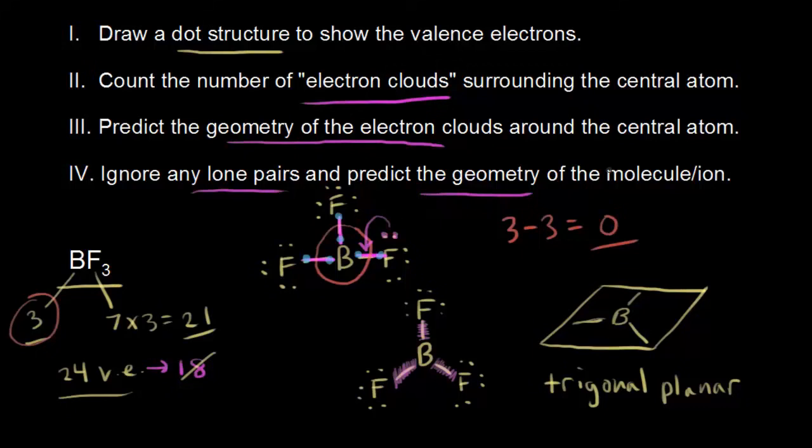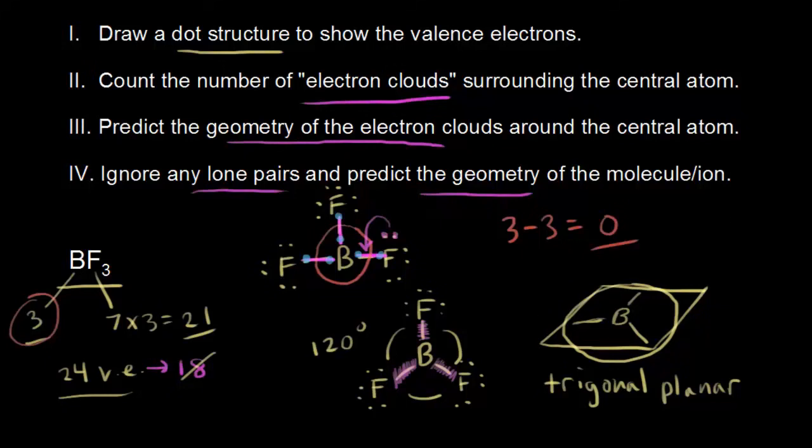Now, when we think about bond angles, the easiest way to think about what we would predict the bond angle to be for trigonal planar is to think about a circle. Since the electrons repel each other equally, you want to divide your circle into 3 equivalent angles. So 360 degrees divided by 3 is 120. So you can think about all of these bond angles here as being 120 degrees, since those electron clouds repel each other equally. So we have a trigonal planar geometry with a bond angle of 120 degrees.